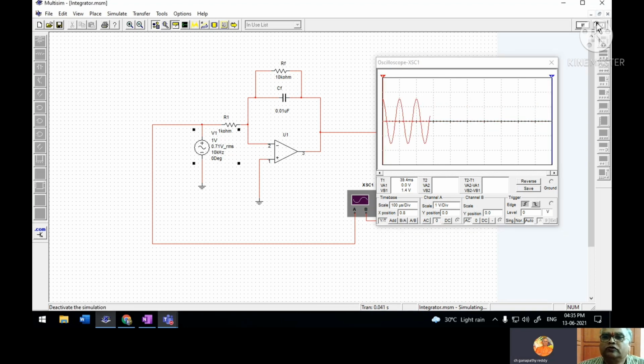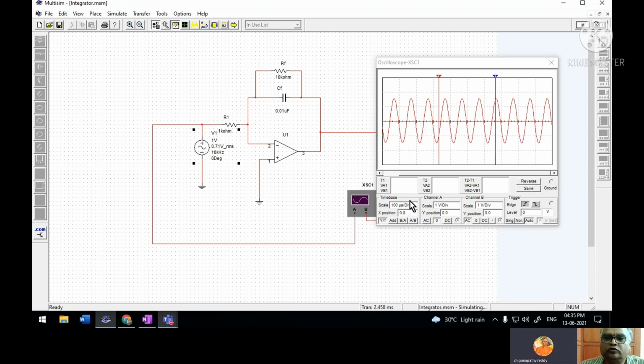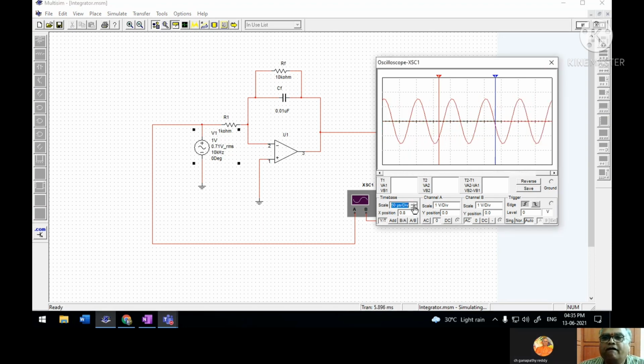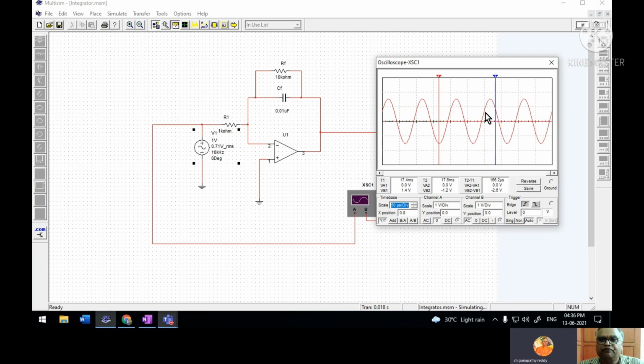So this is the output. It is giving 1.5 divisions, with 1 volt per division. So only 1.5 volts is coming. What is the gain? The output should be 7 volts, but only 1.5 is coming. So that is the thing. I am not finding any reason why it should not come, but here it's not coming. I have tried all possibilities.